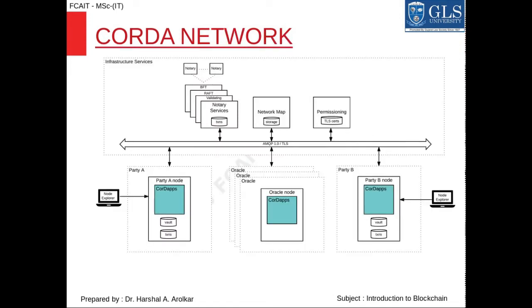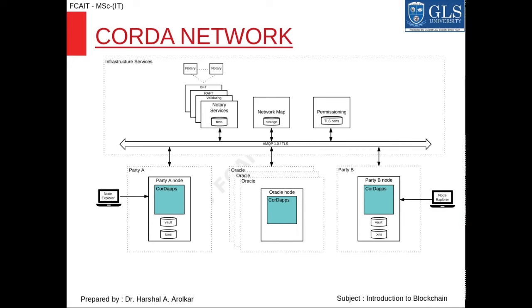Before we go into details of other Corda concepts, let's have a bird's-eye view of the Corda network. As you can see here, the Corda network can be segregated into two parts. First is the infrastructure services, and second is the individual node which is going to access the infrastructure services. The infrastructure services communicate with this node using AMQP protocol, Advanced Message Queue Protocol, and it provides secure communication between the two entities. The infrastructure services basically consist of notary services, network map, and permissioning services. We'll be looking into these services in detail.